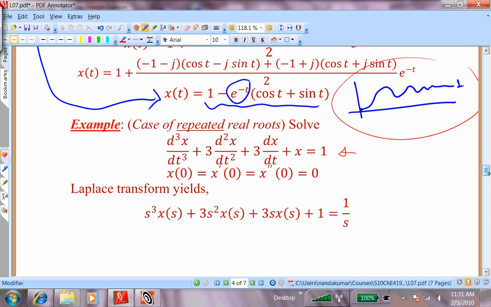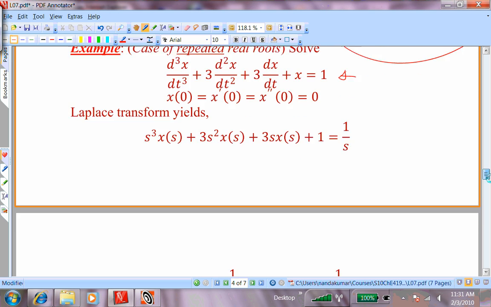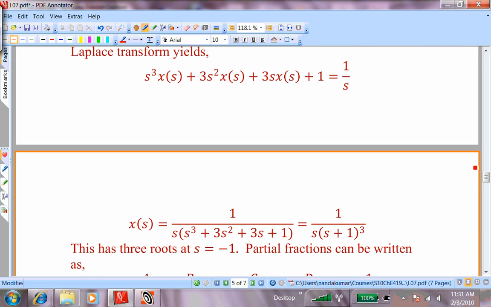Do you know what a repeated root is? When you go through a Laplace transform and you get a term like this, you're factoring it. When you factor it, you get a term like this, which is (s plus 1) cubed, which means (s plus 1) times (s plus 1) times (s plus 1). So that eigenvalue occurs 3 times. That is what we call a repeated root. And that affects the dynamics.